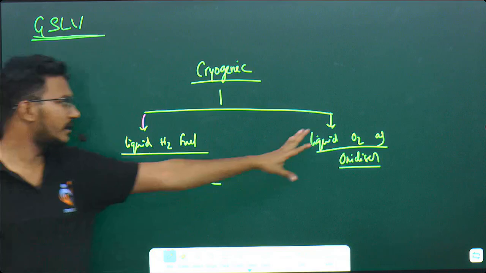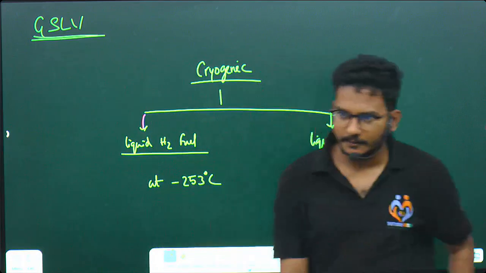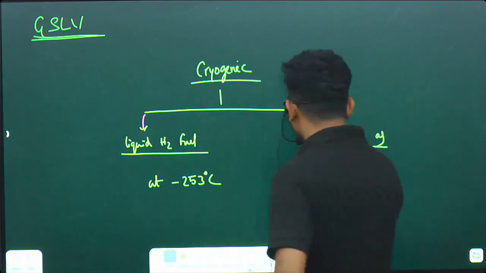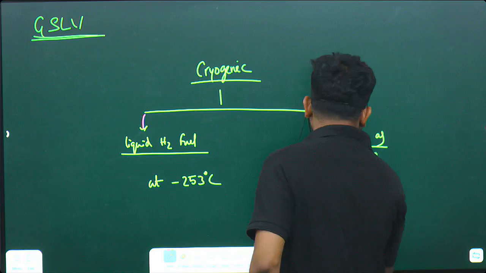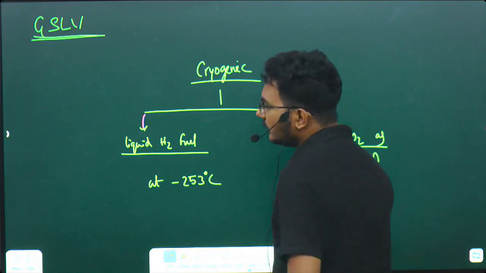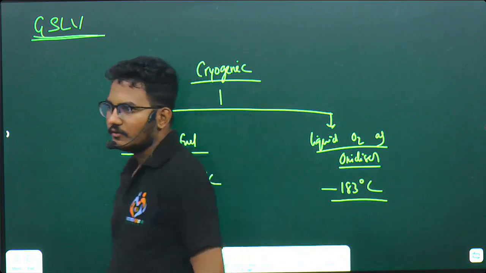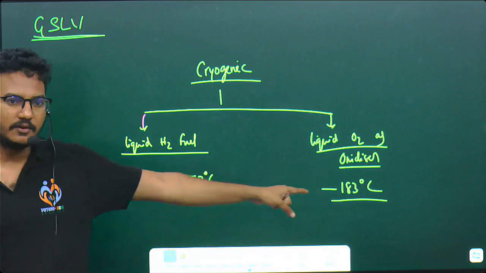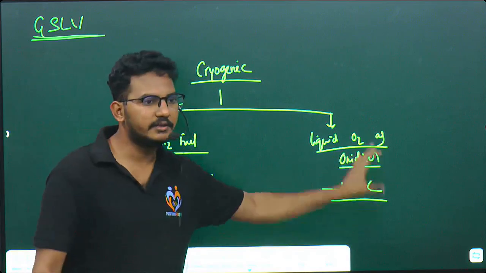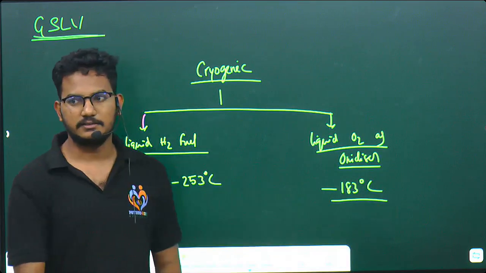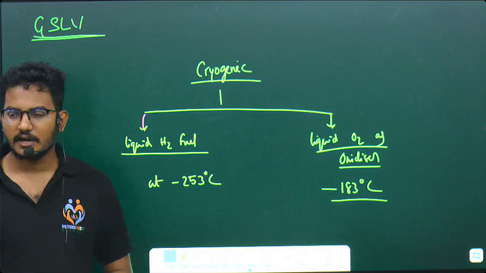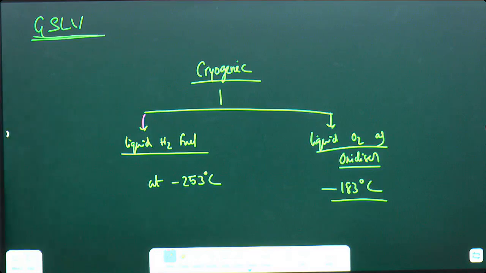Similarly, oxygen is also generally in gaseous form. So we'll compress it and cool it to minus 183 degrees Celsius, and convert it into liquid form. Then we'll fill this in the launch vehicles, and we'll call this again a cryogenic engine.